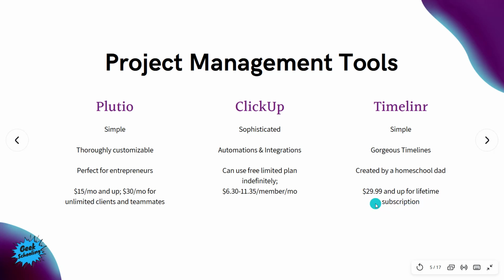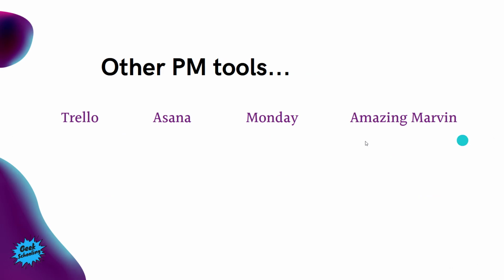And so you can get a lifetime subscription, just pay once for $29.99, and then you're done. And that's for one person using it, so if you want to use it for your homeschool, it's I think $50 for pretty much unlimited people using it, so that would be a good option. So those are 3 of my favorite project management tools.